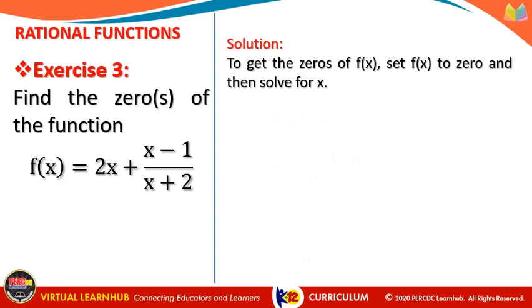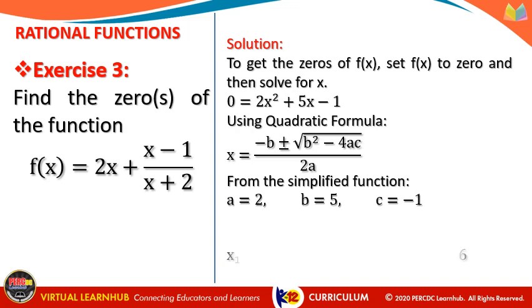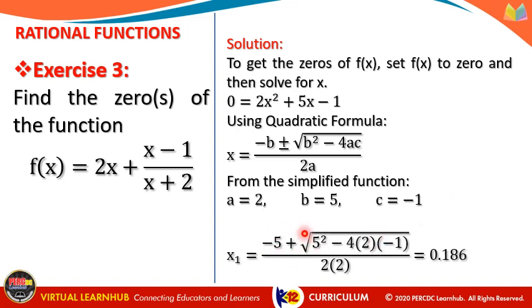I-solve natin yung una sa mga roots natin. Gamitin natin yung positive, yung plus. So, negative 5 plus square root of 5 squared minus 4 times 2 times negative 1 over 2 times 2. Solving for the answer, you'll get 0.186.